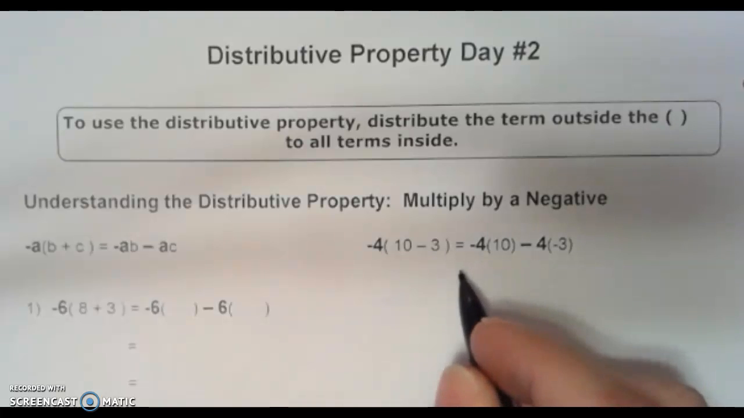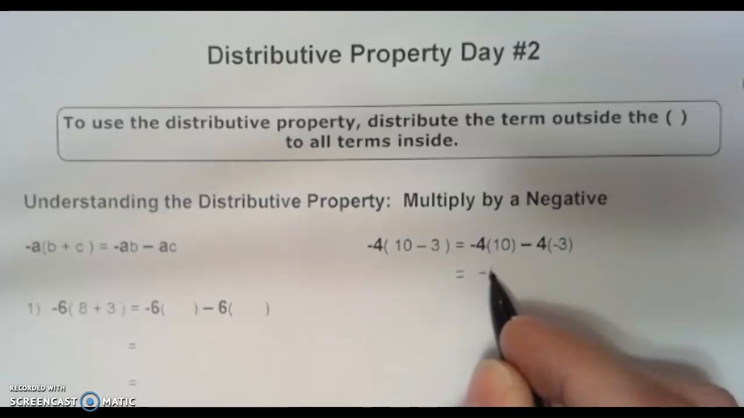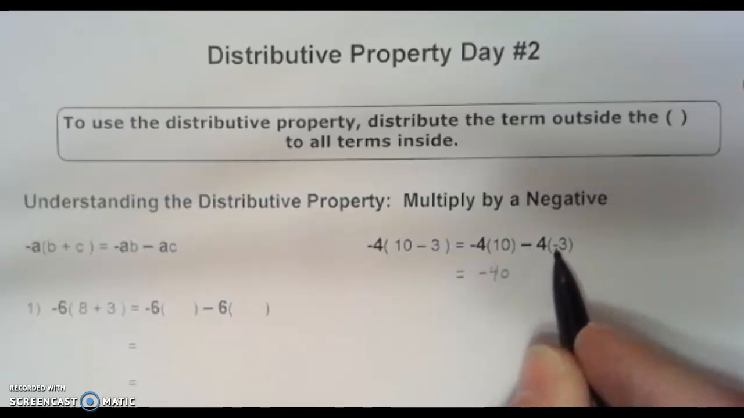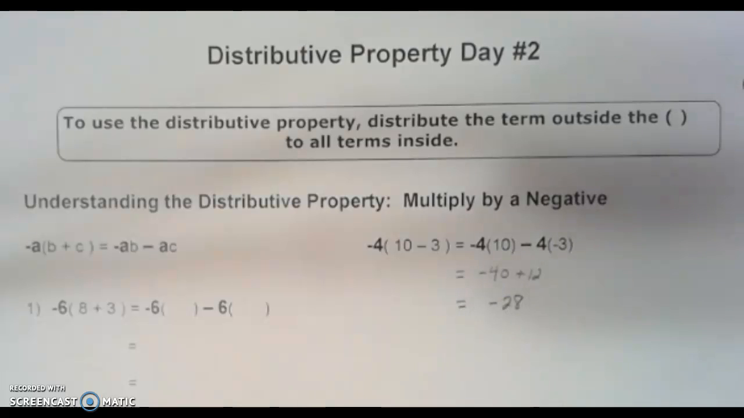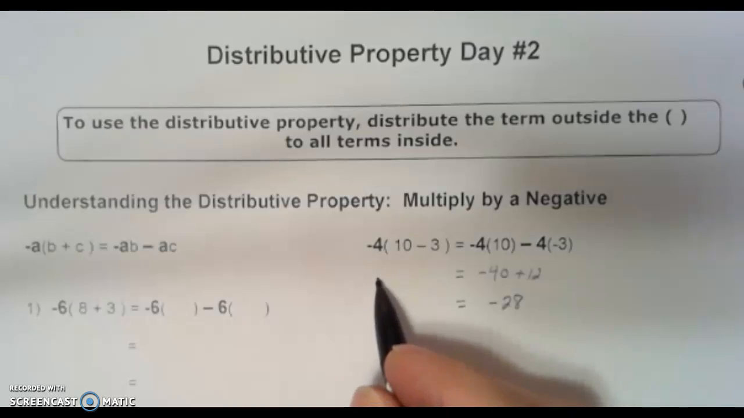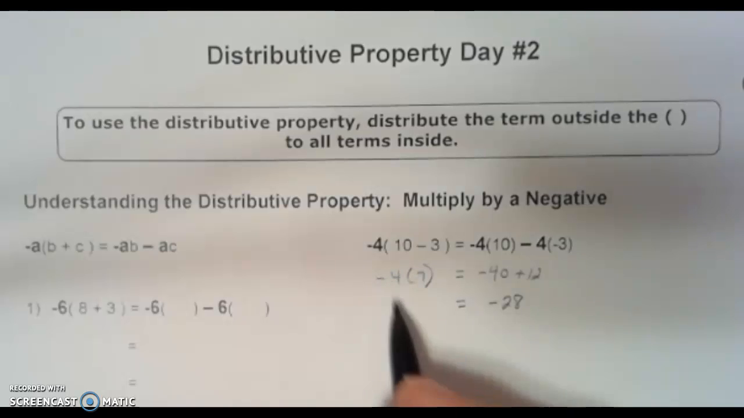Okay, so if we were to do this, this would become negative 40, and then negative 4 times negative 3 is positive 12. Negative 40 plus 12 is equal to negative 28. If you followed the order of operations here, you'd get the same answer. 10 minus 3 is 7, so this is negative 4 times 7, and negative 4 times 7 is negative 28. So they give the exact same result.